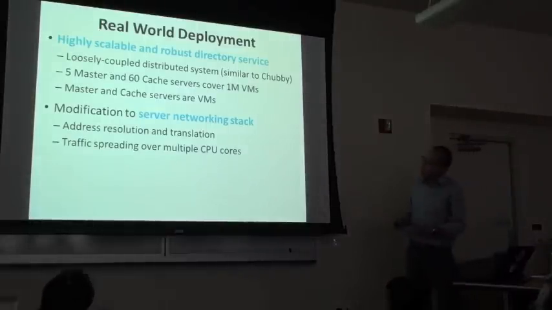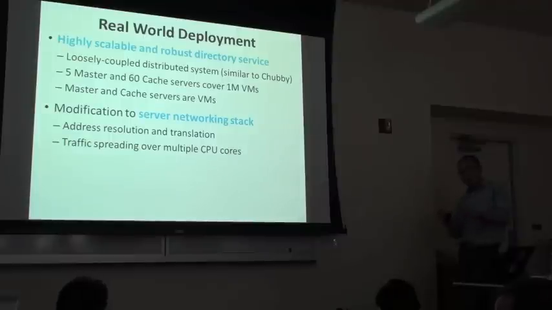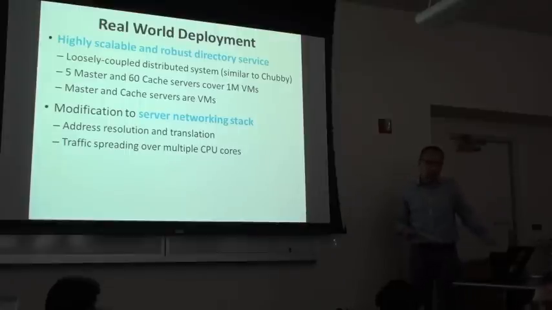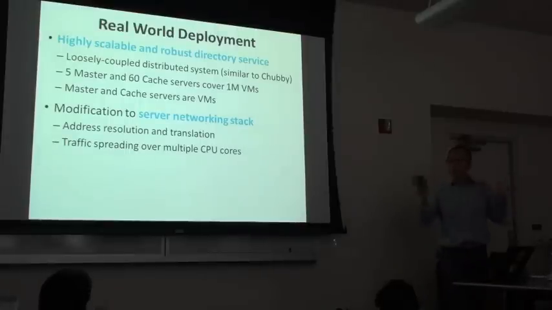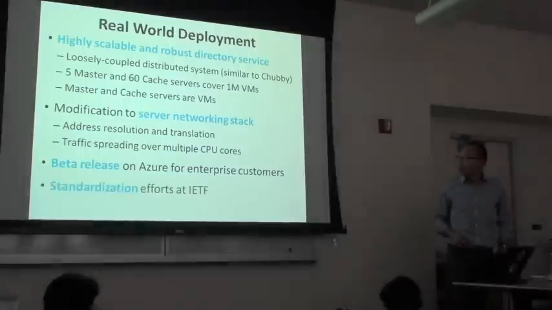So to enable address resolution and translation, I have to modify the server networking stack. And encapsulation introduced some corner case problems, which might make the servers not able to run at full 10 Gbps line rate. So we had to modify the traffic spreading mechanism that spreads 10 Gbps of traffic volume over multiple CPU cores. And this is a better release, actually. And then there are some thousands of enterprise customers using this feature today.